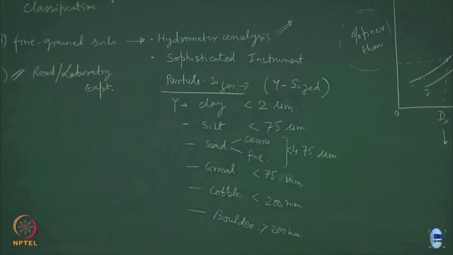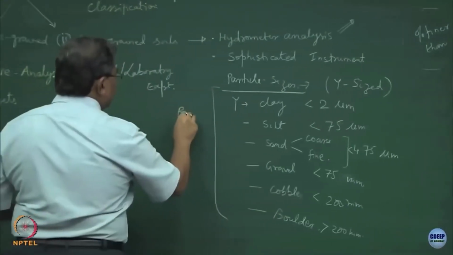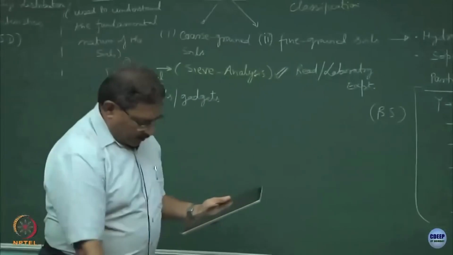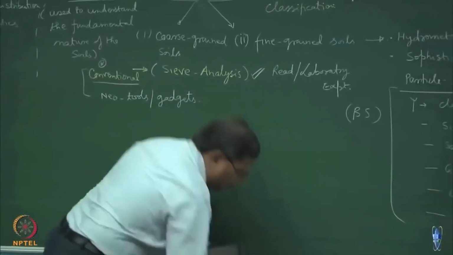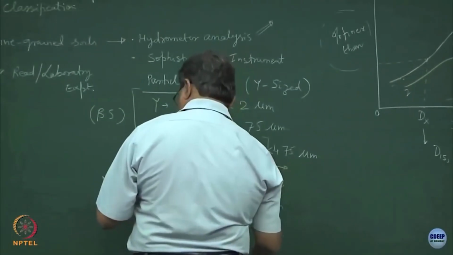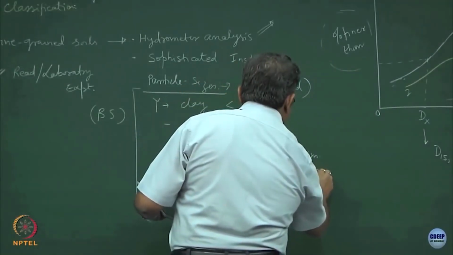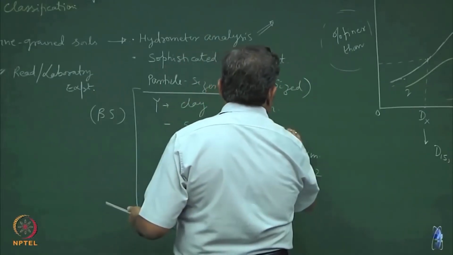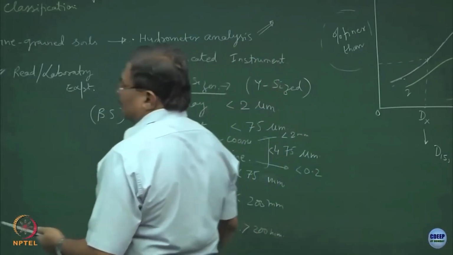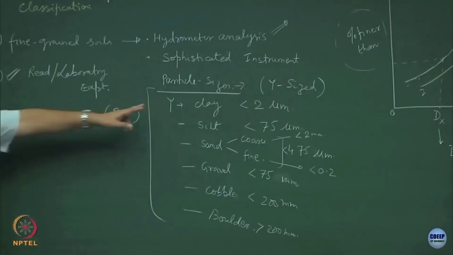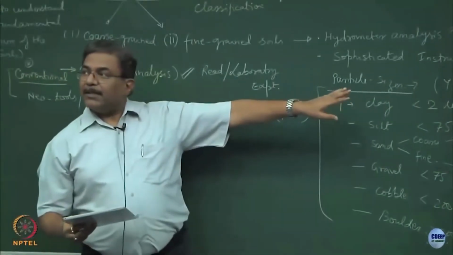This is the classification system which is normally used as per BS, British Standards. There is a small deviation as compared to other classification schemes; I will not go into those details. As far as the fine sand is concerned, it is normally less than 0.2 mm and coarse sand is less than 2 mm. This is as per the International Society for Soil Science. So, they are standard.